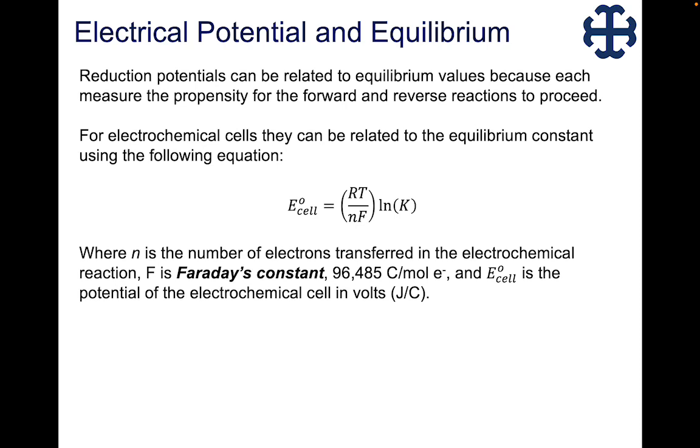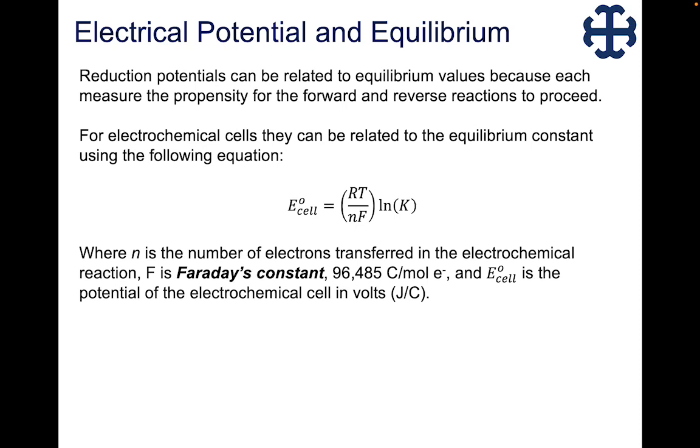And so essentially what this does, a coulomb, in case you've never heard of that unit, is a measurement of charge. Because we know our electrons have a negative charge, this is the charge that 1 mole of electrons has. And so that helps us convert between our electrical potential and our equilibrium constant.